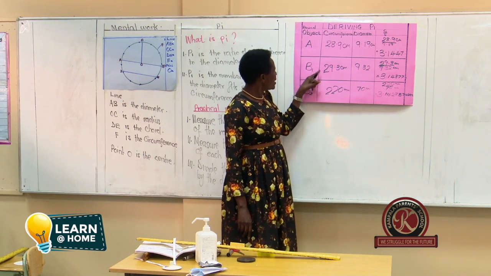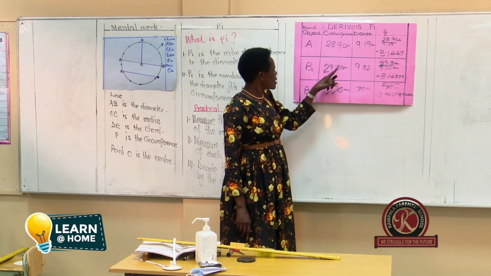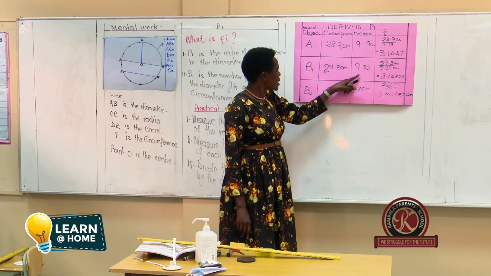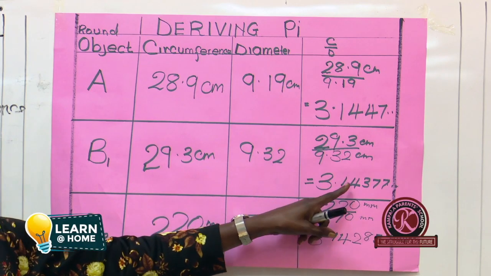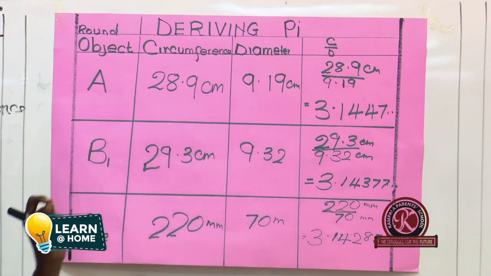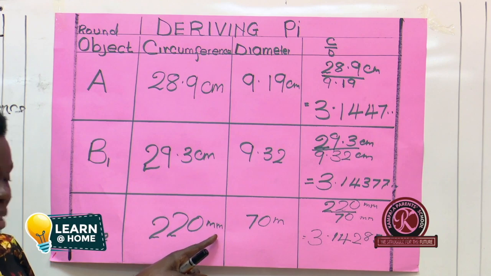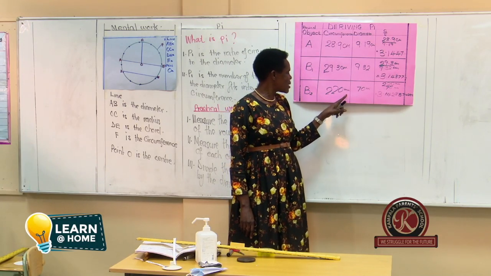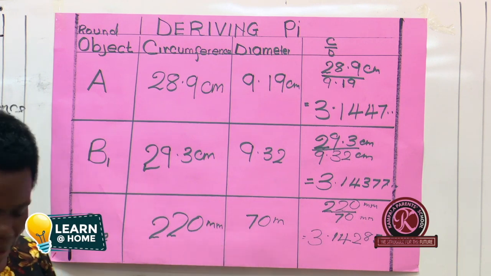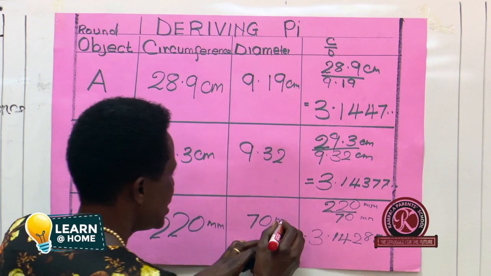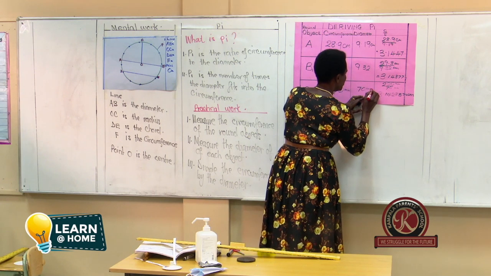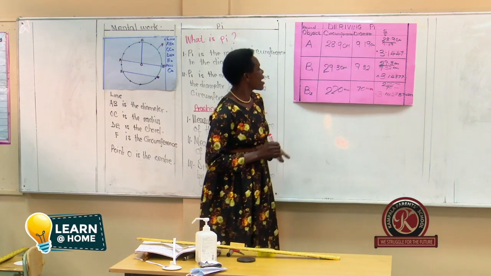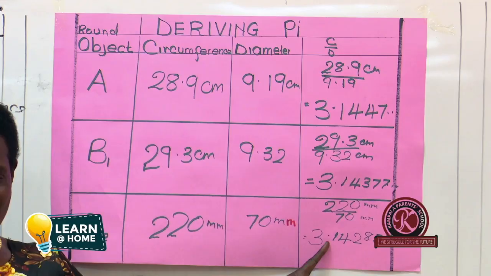B, I've also done the same thing. After this, I have got this one as the diameter, divided, and come up with this one. The third one, I have used a different unit, that is millimeters. I have got here 220 millimeters, 70 millimeters. Let me write here millimeters, not meters. And I've divided and I've got this.